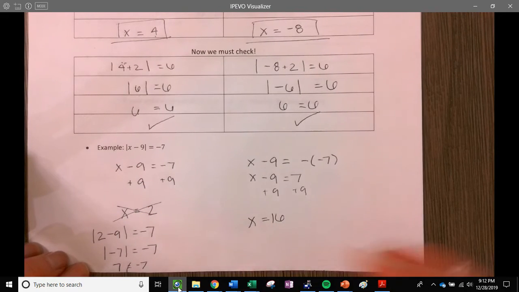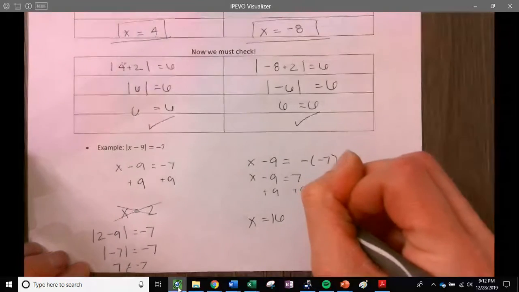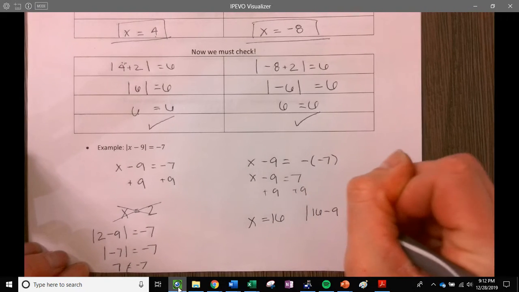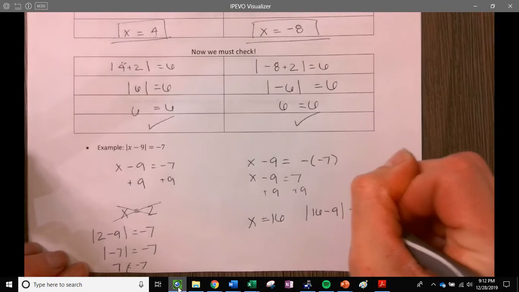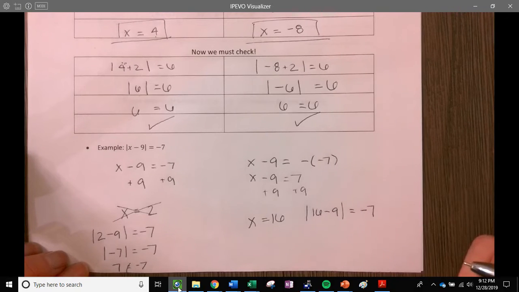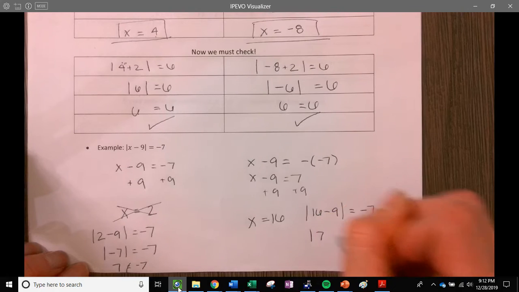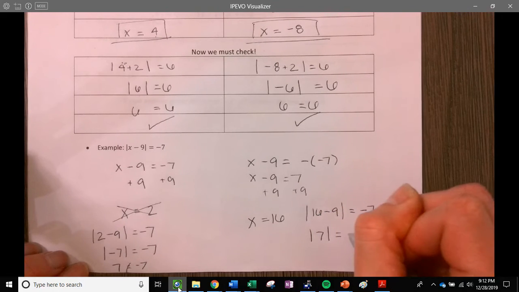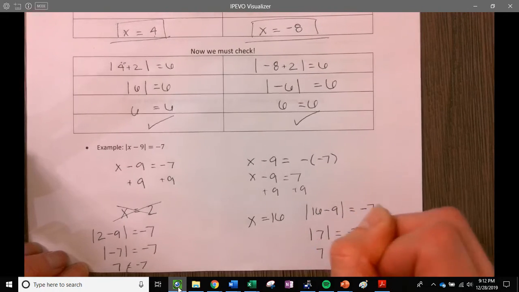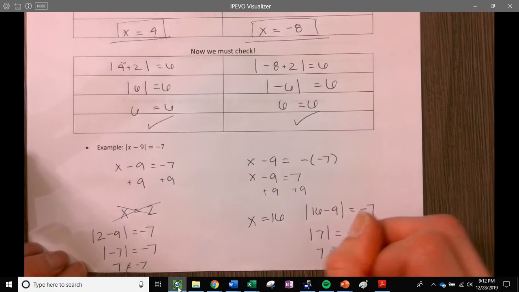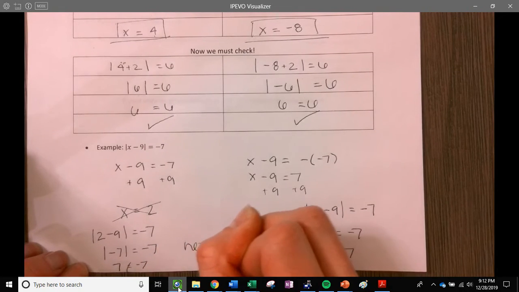X equals 16, let's try that one. The absolute value of 16 minus 9 equals negative 7. Okay, and this is going to give us positive 7 equals negative 7. Drop the brackets, this is going to stay positive. This problem has no solution.